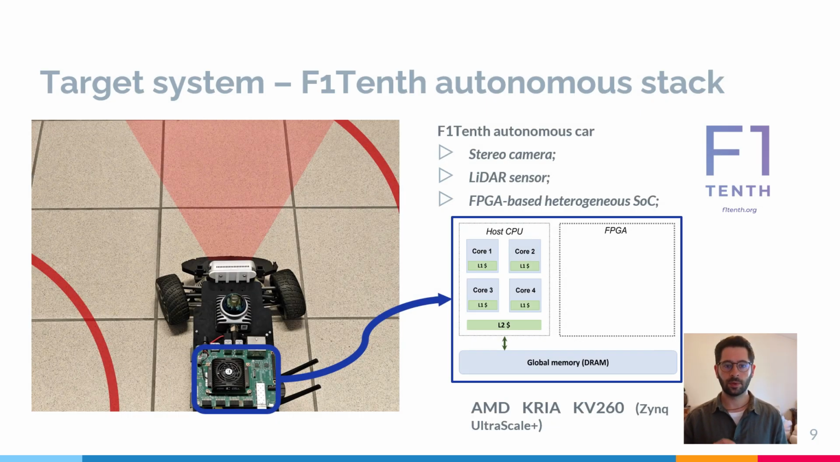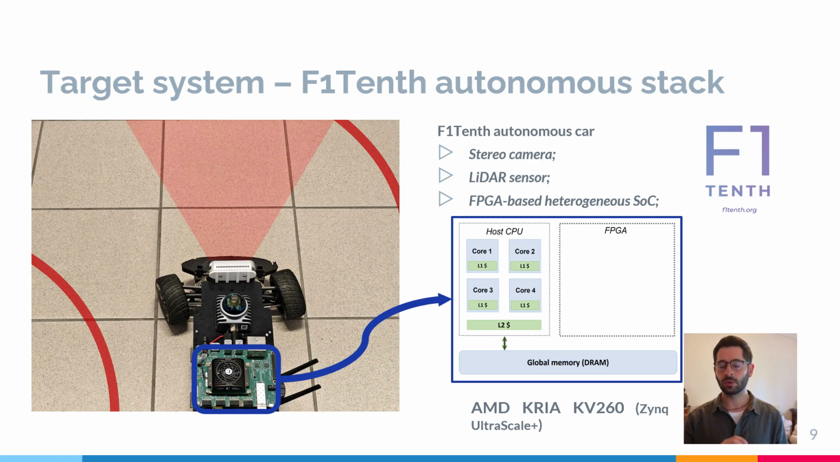The target system of our work is the F110 platform, that is an open research platform to evaluate autonomous driving algorithms using a 1/10 scale autonomous car. The car is equipped with different sensors and actuators, like a stereo camera that we used as the input sensor for our lane detection system, and a LiDAR, which is the main sensor used to drive autonomously.